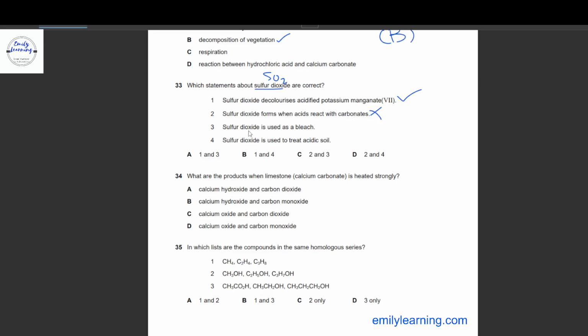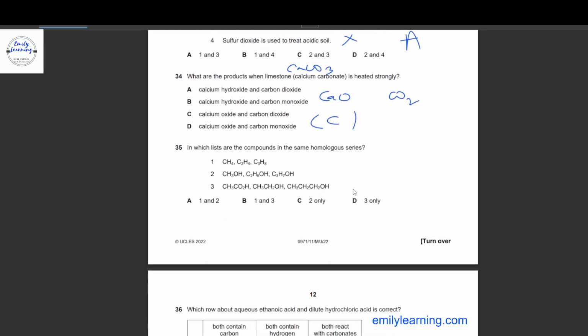Okay, next, sulfur dioxide is used as a bleach. Yes, it is true. Sulfur dioxide is used to treat acidic soil. No, acid plus acid makes the soil even more acidic, so it's wrong. So 1 and 3 is the answer, so we have A. Question 34, what are the products when limestone, which is calcium carbonate, is heated strongly? So when calcium carbonate is heated strongly, we will form calcium oxide and carbon dioxide. So it is C.